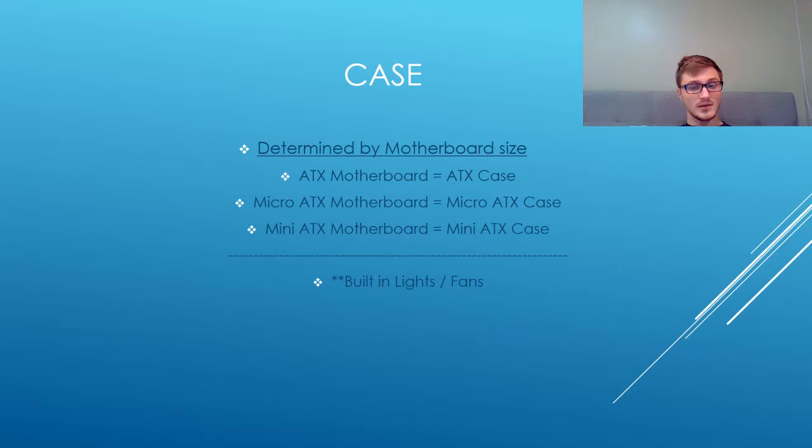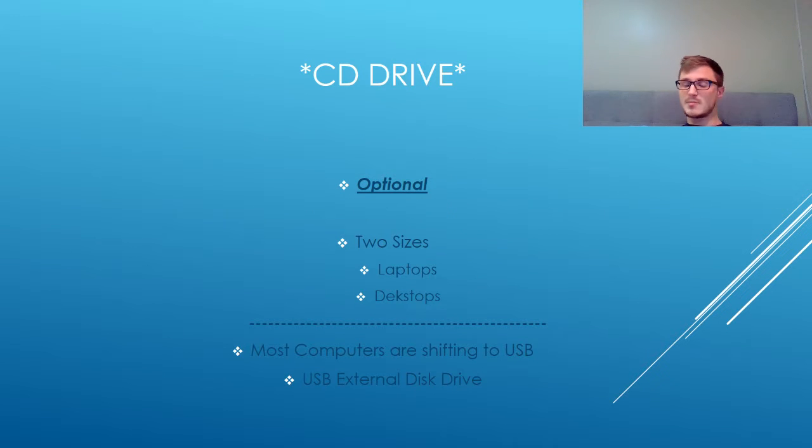Now the next part doesn't seem very important, is the case. Again, it's going to be determined by your motherboard size. So if you get an ATX motherboard, you'll get an ATX case. Micro ATX motherboard will give you a micro ATX case, and then a mini ATX will, of course, give you a mini ATX case. Keep in mind, some of them do have built-in fans and lights that get plugged into the power supply.